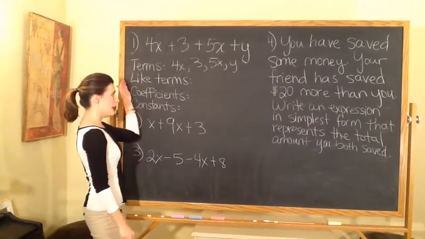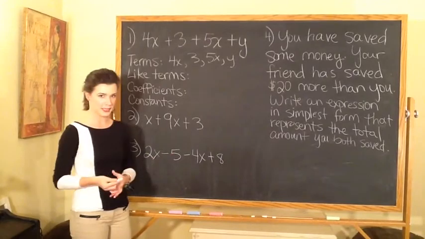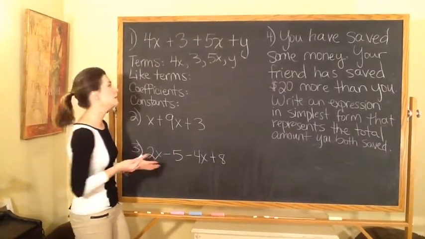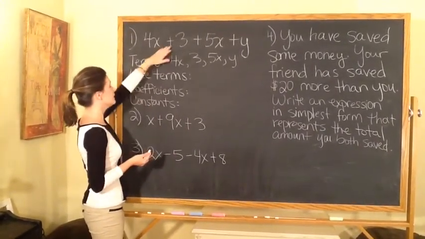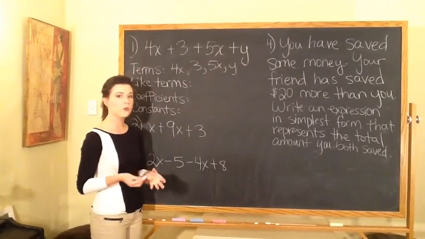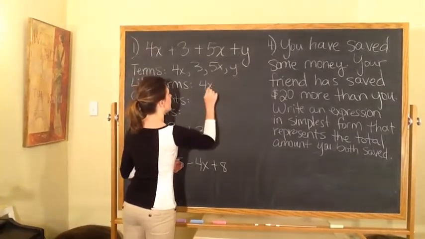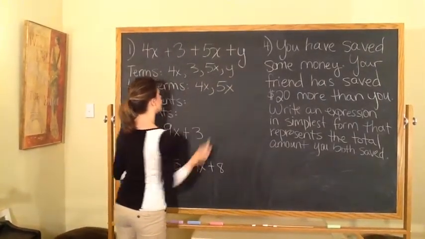Now we need to go ahead and identify like terms, because in order to simplify, we need to be able to combine like terms. So you have to know what those are to be able to do that. So our like terms in this example are 4x and 5x, because those are the only ones that have the same variables. So we have 4x and 5x.